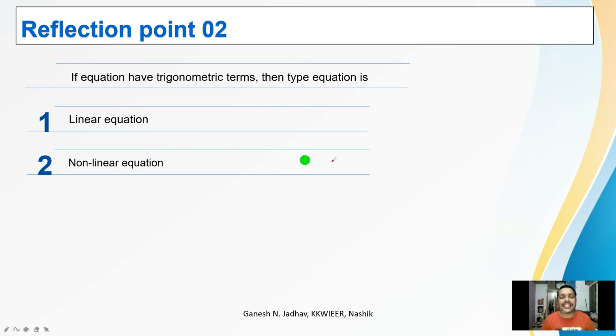Hope you got the correct answer. Obviously it is a non-linear equation, because it has the trigonometric term. A linear equation is one in which the variable has a single power. Suppose the x variable and y variable are raised to 1, then these are linear equations. But in a non-linear equation, suppose we have a cosine term, a sine term, or an x square term, y square term, then it is called a nonlinear equation.